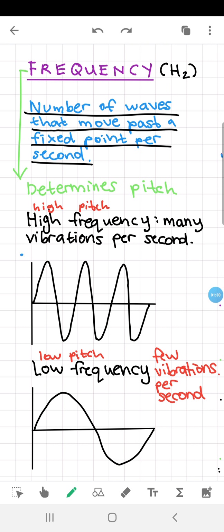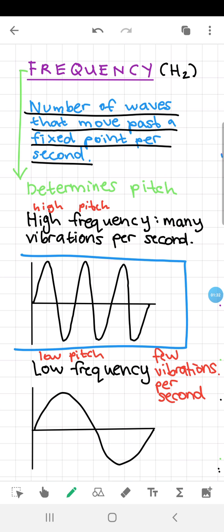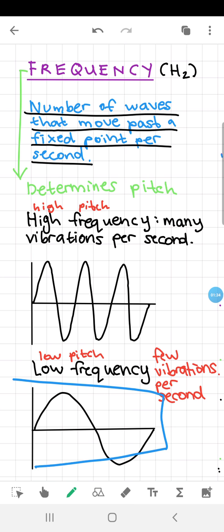This is how your high frequency graph will look. This is how your low frequency graph will look. Please take note of how these different graphs look, because sometimes they put them in your multiple choice questions, and sometimes they give you a graph and you need to take the values from the graph to use in your calculations. So please understand them. And I just want to make sure you know that this is one full wave. That's one full wave.